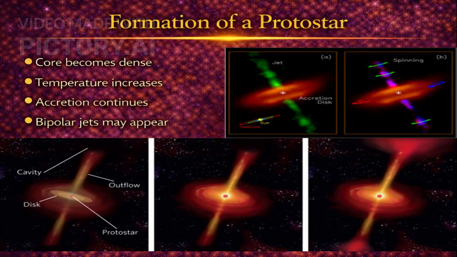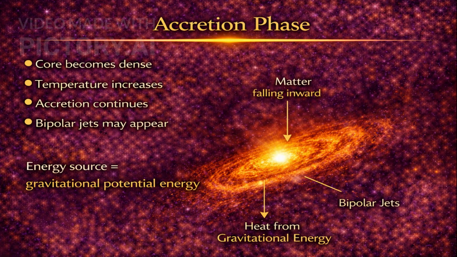As the core becomes denser and temperature rises, accretion continues, and bipolar jets may appear. This marks the formation of a protostar, a crucial step in stellar evolution. During the accretion phase, the core's density and temperature increase, powered by gravitational potential energy. Matter falls inward, and bipolar jets may appear, fueling the protostar's growth.